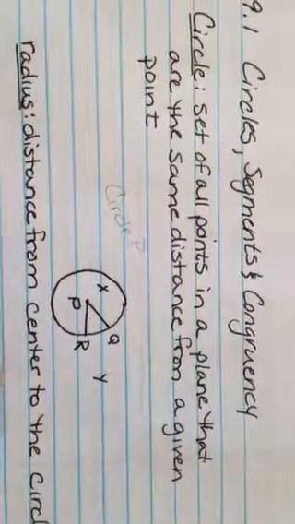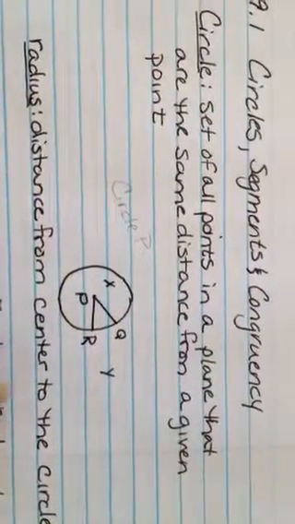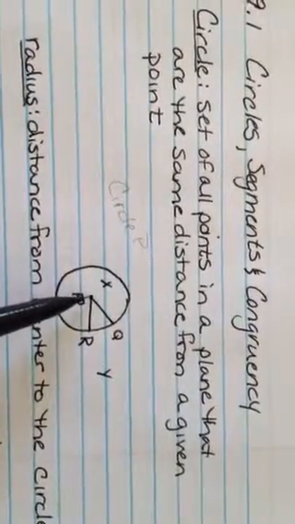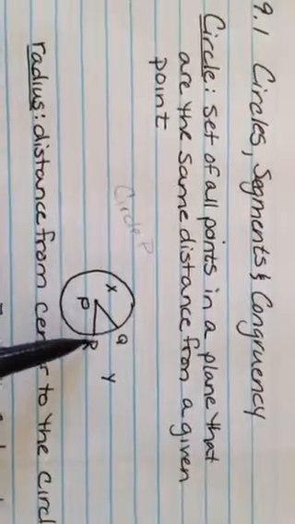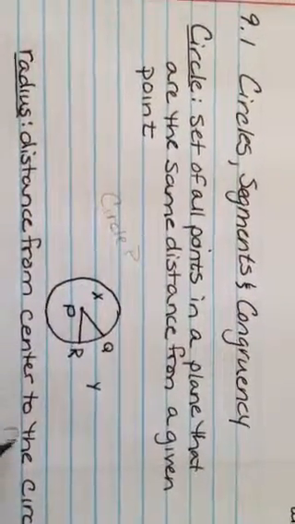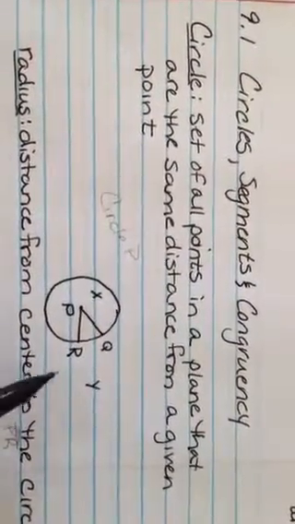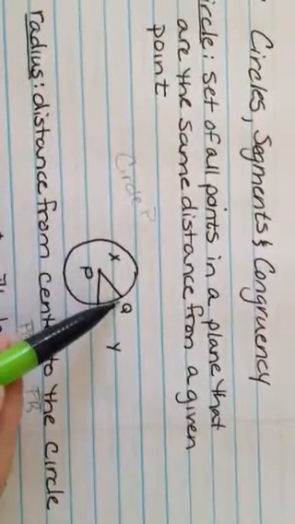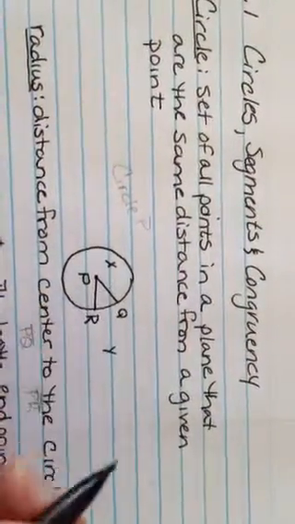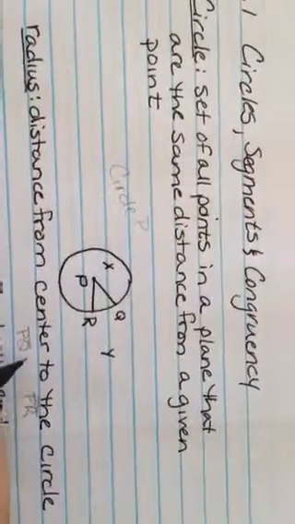So we're going to talk about some vocabulary here. The radius is the distance from the center to the circle. So in this particular circle, segment PR is a radius, but so is segment PQ. They are both radiuses. Since they are both from the center to the circle, they have to be the same length. So if PQ is 5, how long is PR? You're right. They are congruent.